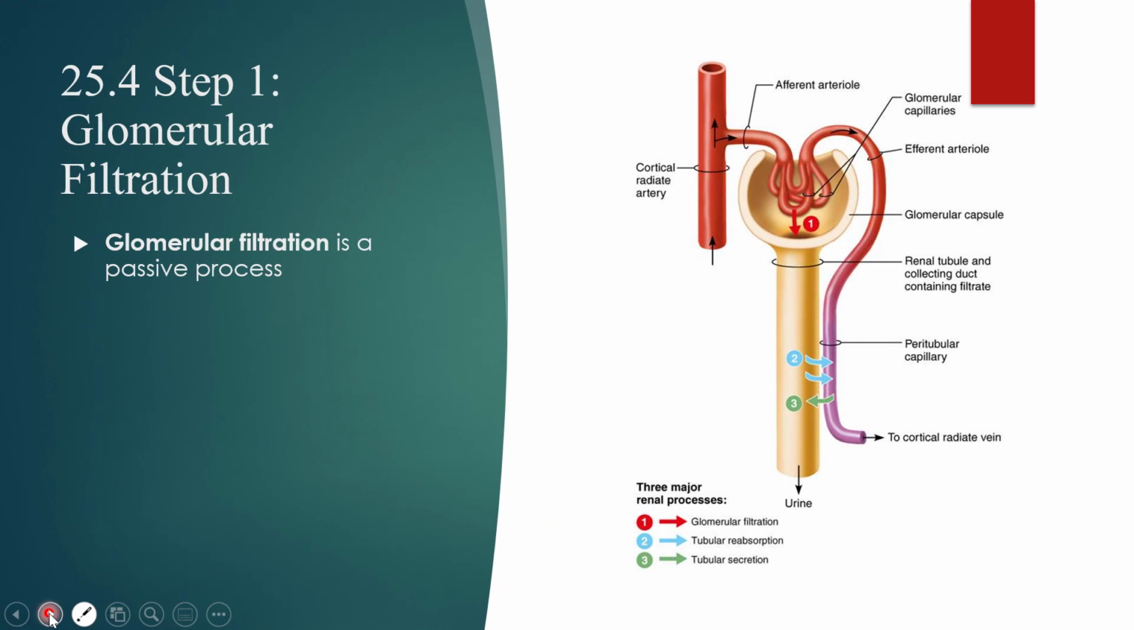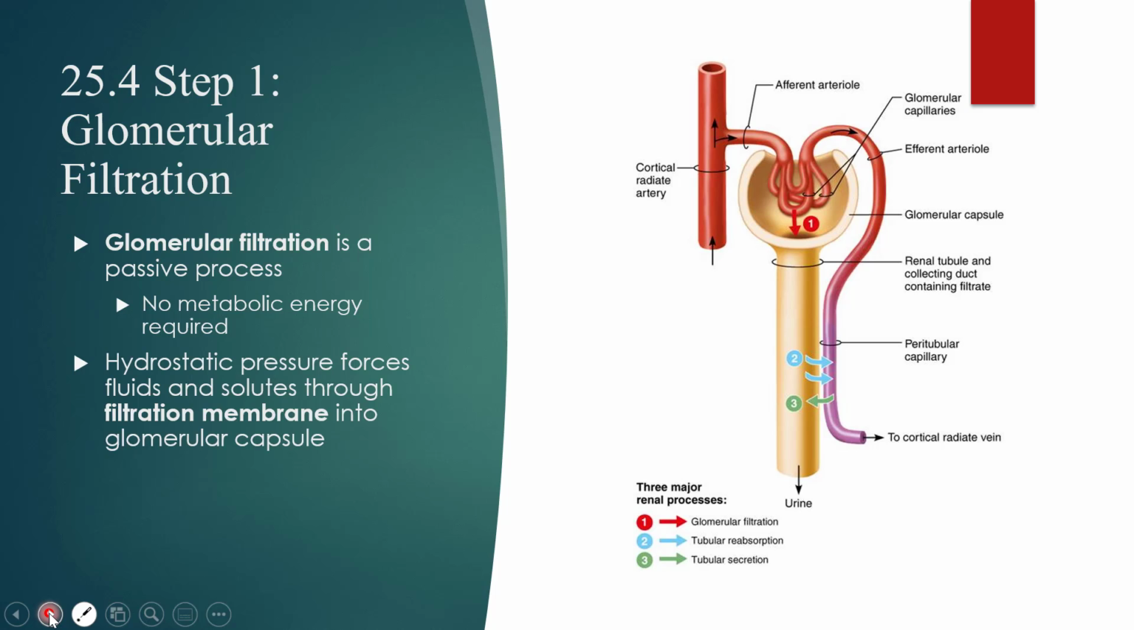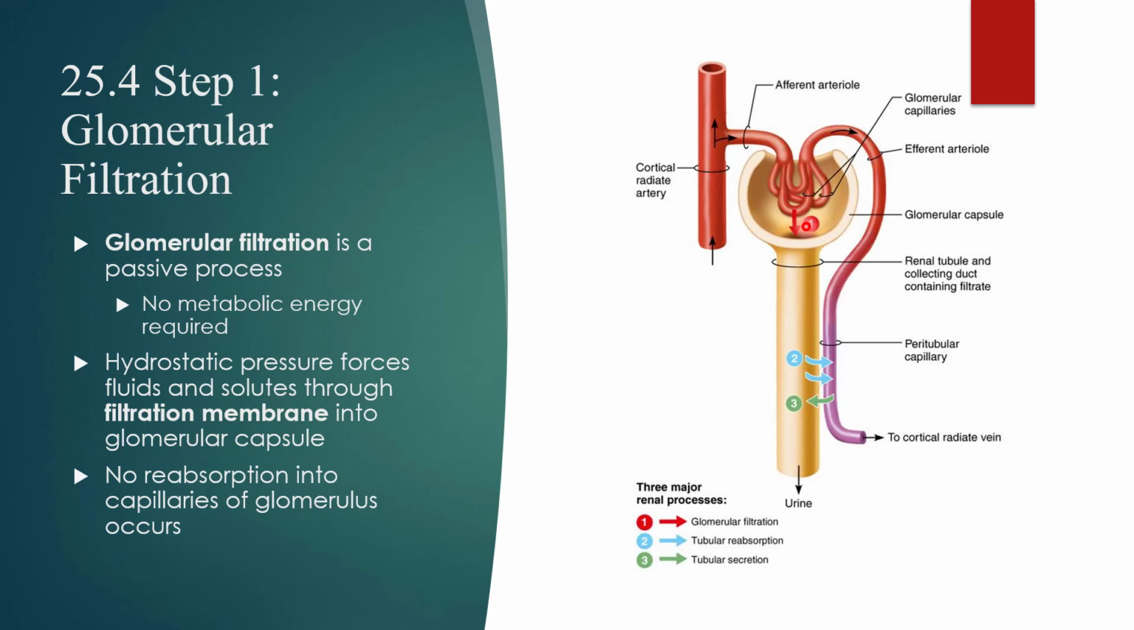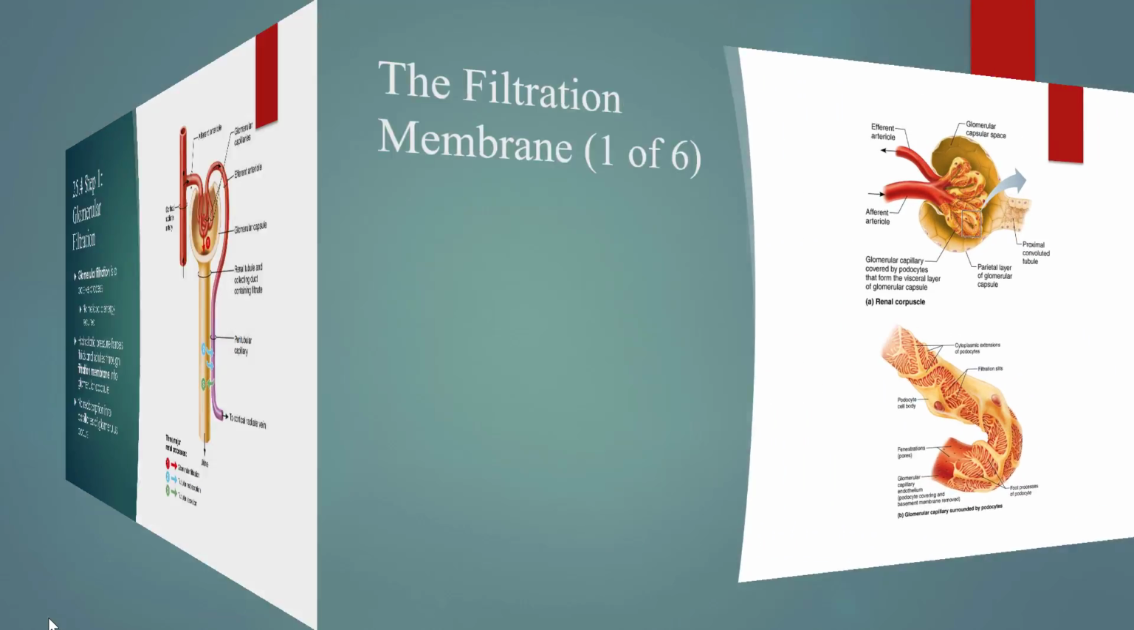So glomerular filtration, right there on the top, right where you have your glomerulus, is a passive process, and there is no metabolic energy required. The hydrostatic pressure of the water, just like what I told you, pushes it right through the filtration membrane into the glomerular capsule, into the space. There's no reabsorption happening here. Reabsorption would start right there in the tubules, in the proximal convoluted tubules.